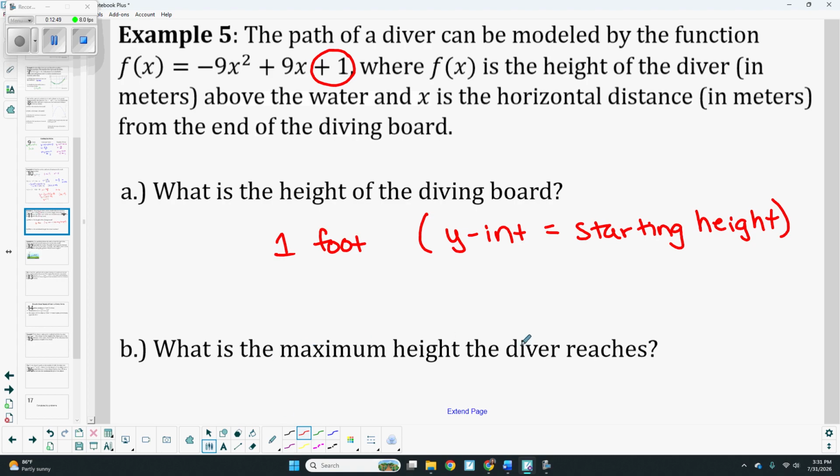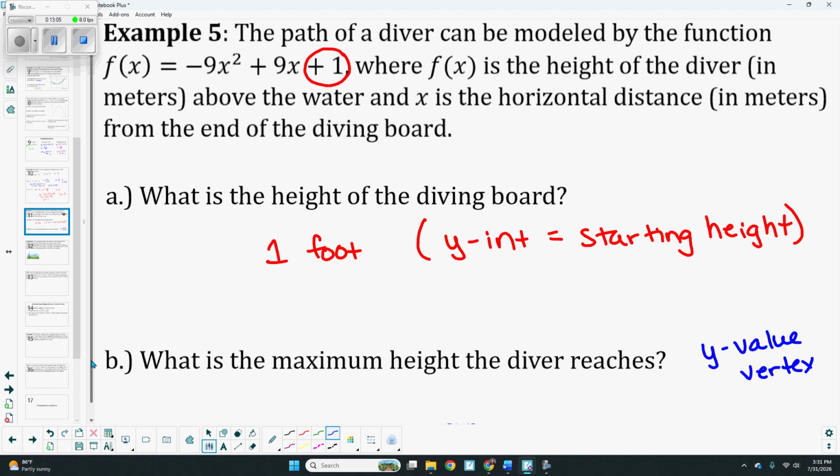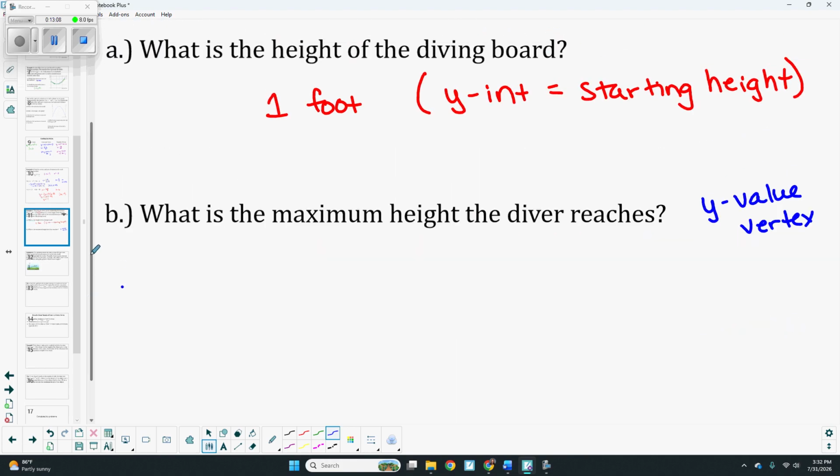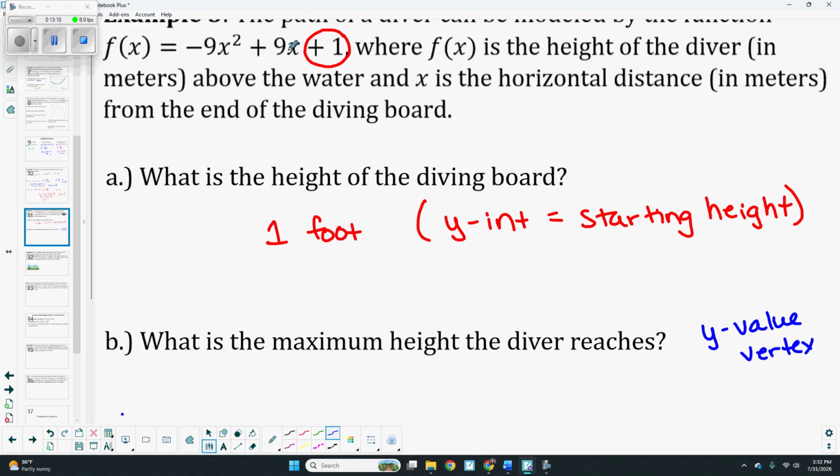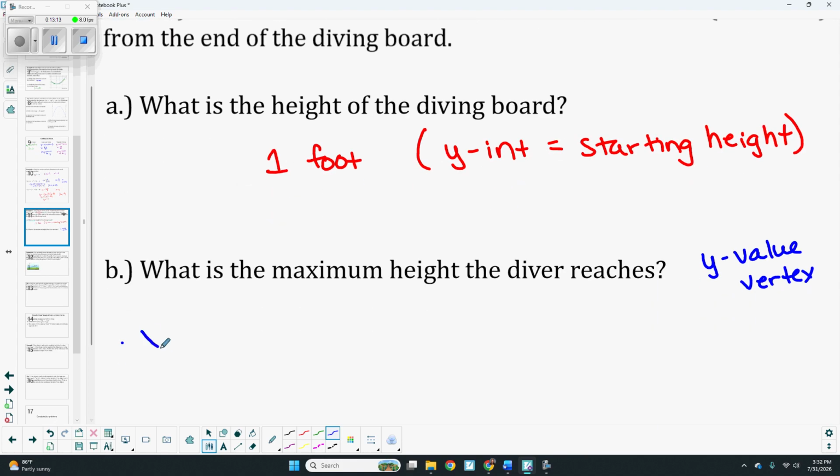What is the maximum height the diver reaches? So that would be the y value of the vertex. And this is not written in vertex form for us, so we will have to do the math to find the vertex. So we have a b that's 9 and an a that's negative 9. So if we're going to do negative b over 2a, that's negative 9 over negative 18, which is 0.5, right?